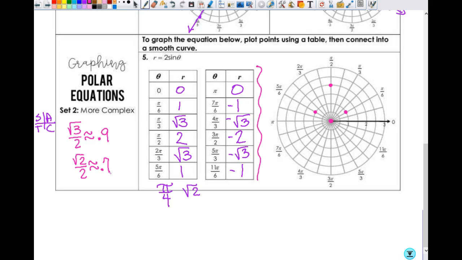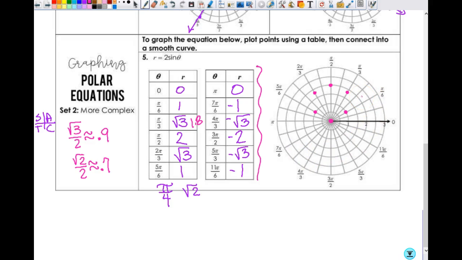So when I go back over here to pi thirds, this is square root of 3 over 2, so I'd have to double this. That's like 2 times 0.9, so 1.8. At pi thirds, I am at about 1.8, which would be right about there. When I'm at 2 pi thirds, I'm also at about 1.8. And then as I go around, that would just repeat those.